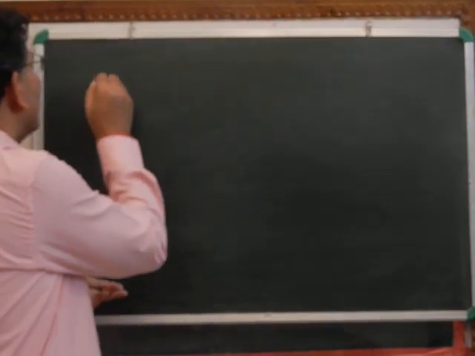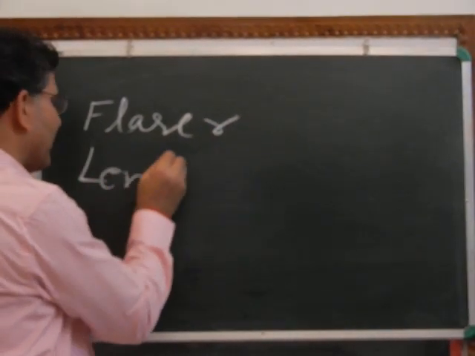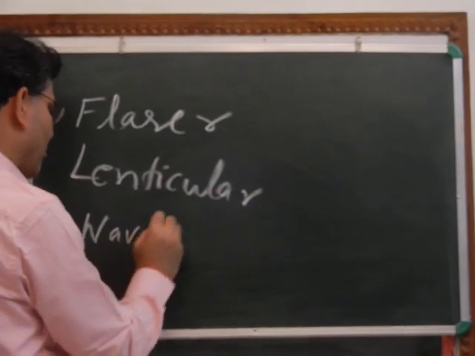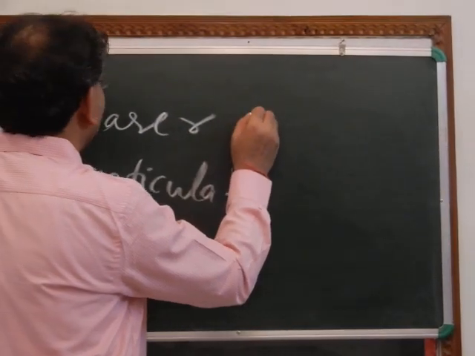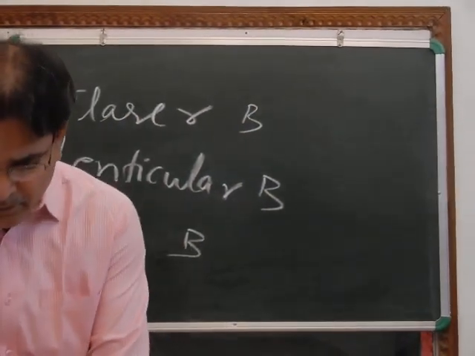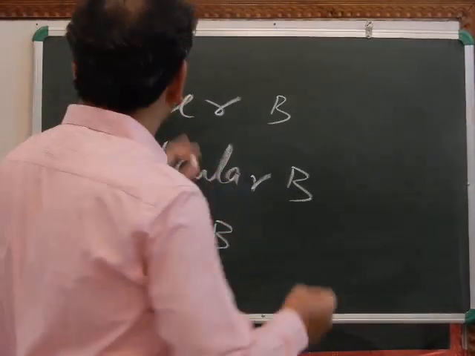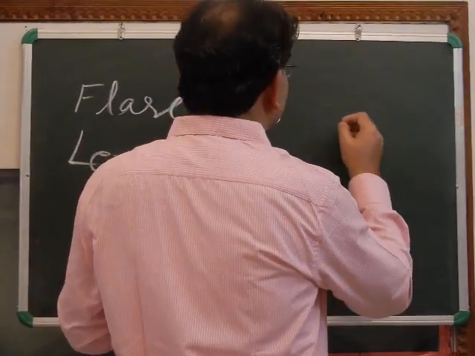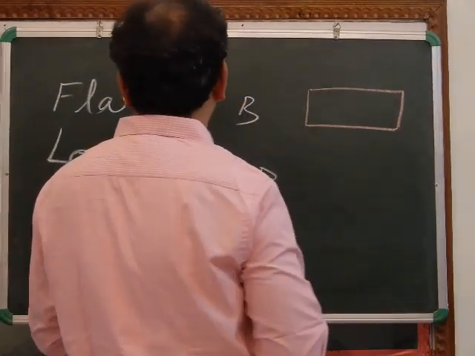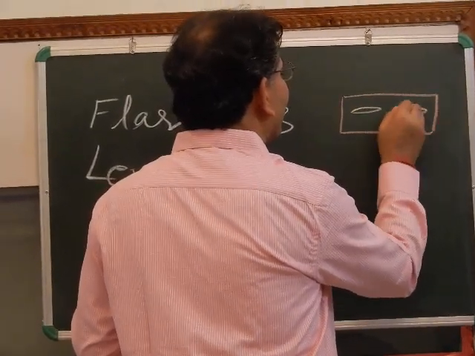Then the flaser bedding, lenticular bedding, and the wavy bedding. Flaser bedding, lenticular bedding, and the wavy bedding. If this red color is sand and white color is mud, then in the case of flaser bedding, there is dominancy of sand, and in the sand we get lenses of clay.